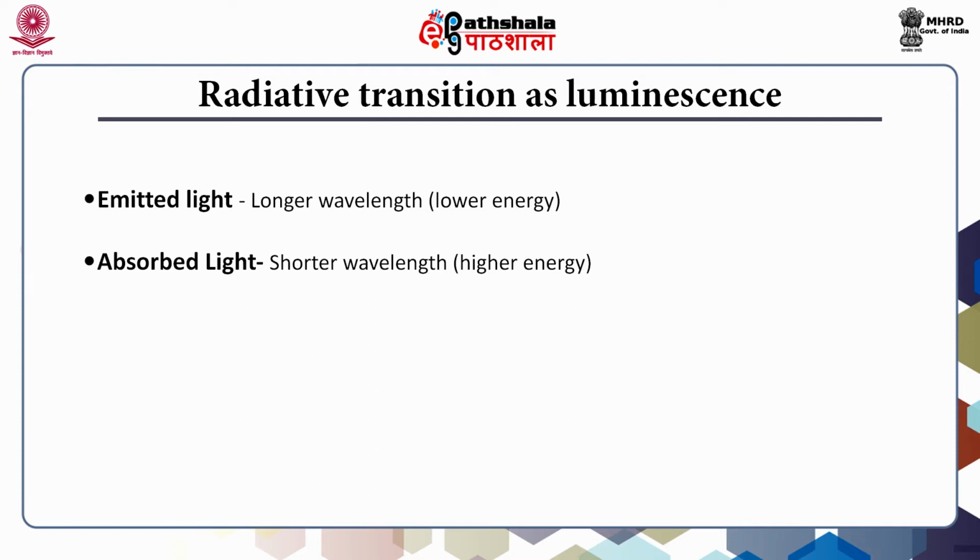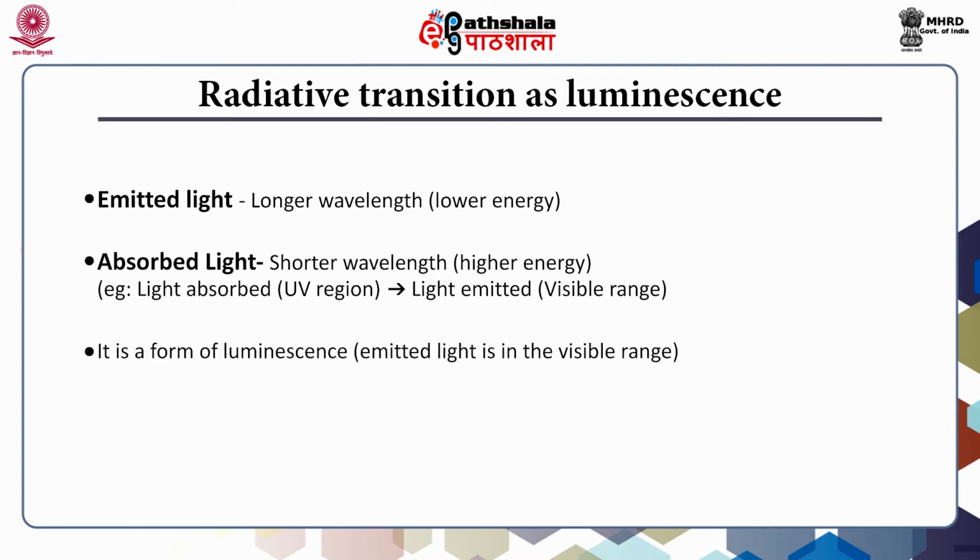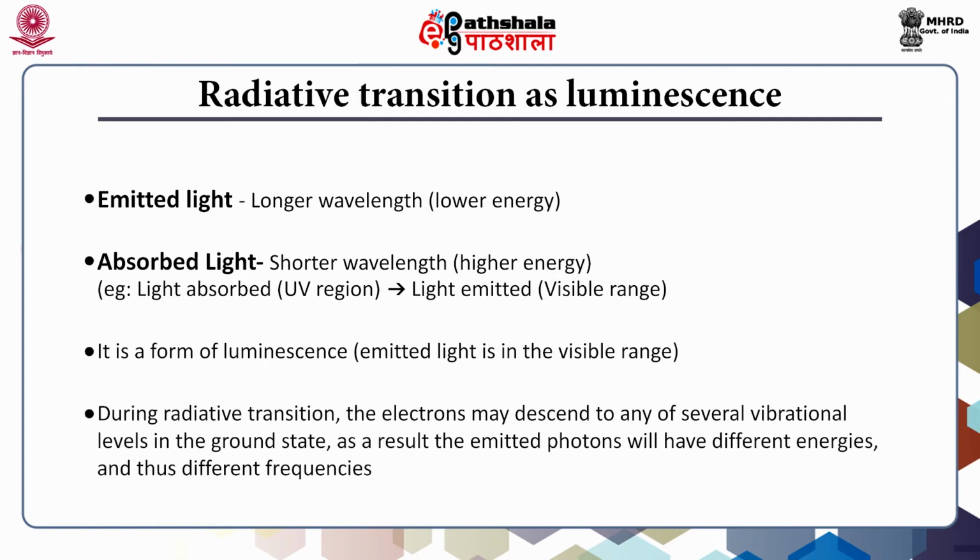A fascinating example of fluorescence is when the absorbed radiation of the electromagnetic spectrum is in the ultraviolet region, which is invisible to the human eye, and the emitted light is in the visible region. It is a form of luminescence when the emitted light is in the visible range. During radiative transition, the electrons may descend into any of the several vibrational levels in the ground state. As a result, the emitted photons will have different energies and thus different frequencies.